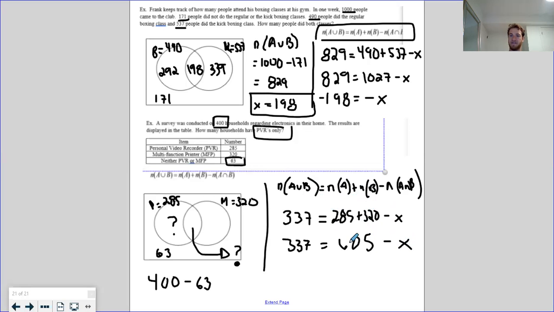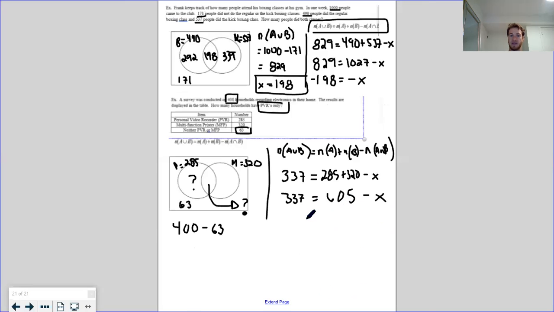605. Okay. Now we're going to subtract. We're going to isolate for X. So move this over or balance the equation, however you want to think about it. So that would be 268, negative 268, right, is equal to negative X. And then you divide by -1 to get 268. So that is how many people have both.